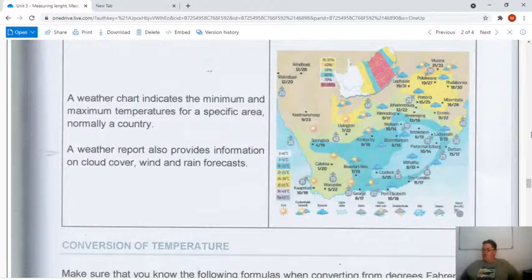Okay, so I have asked for the minimum temperature of Johannesburg. Here is Johannesburg. 12 and 22 are the temperatures of the specific area. 12 would be the minimum temperature. 22 will be the maximum temperature. So Arathi, the question that I asked you is, what is the minimum temperature of Johannesburg? The answer would have been 12.